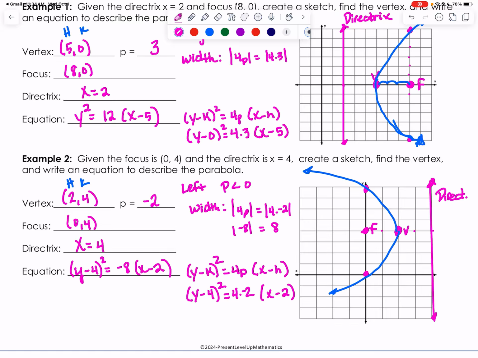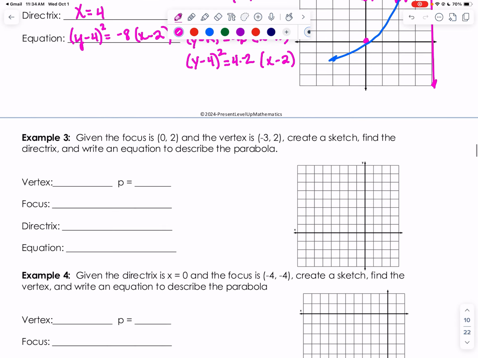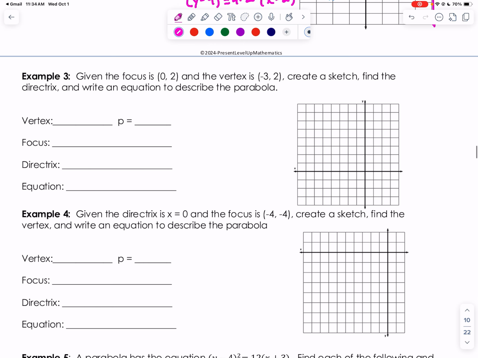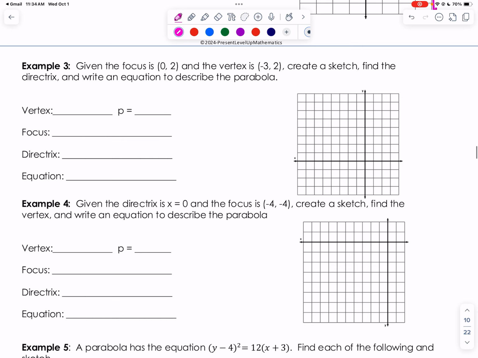All right, example 3. Given that the focus is 0, 2, so let me plot that and be sure to label it. 0, 2. And the vertex is negative 3, 2. So 1, 2, 3, 1, 2. There's the vertex.